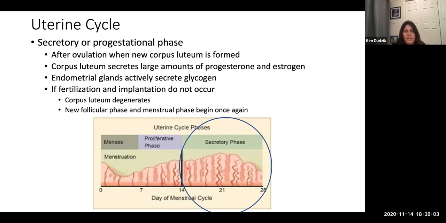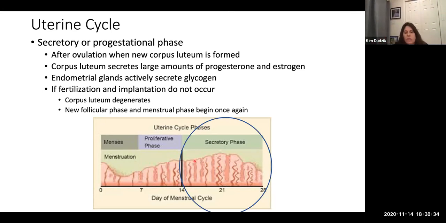And this is being maintained by the progesterone being released from the corpus luteum, because we're in the luteal phase now. We're after day 14. So it's the luteal phase for the ovarian cycle. It's the secretory phase for the uterine cycle. Okay, make sure you have those phases separate between the ovarian cycle and the uterine cycle.